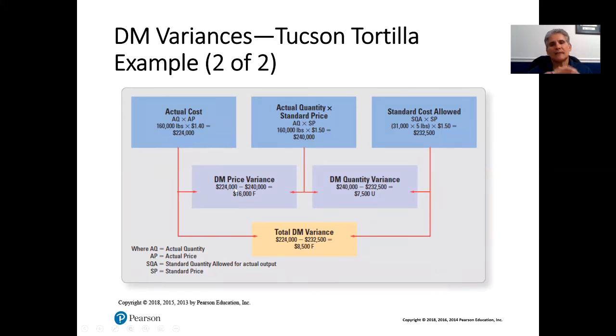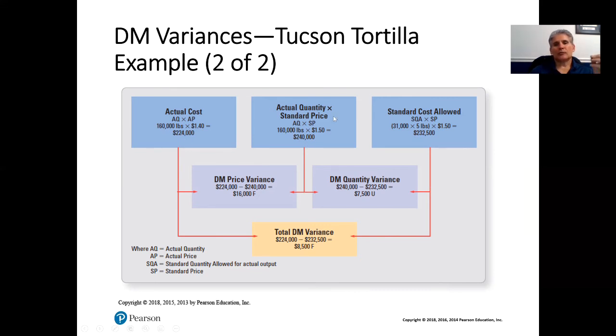Now we'll plug it into that graphic that we learned about earlier, and we're going to plug in the numbers. The actual cost is going to be the AQ, actual quantity, which we were given as 160,000 pounds, and the actual price. The actuals have to be given to us. And we come up with 160,000 times $1.40, which is 224,000.